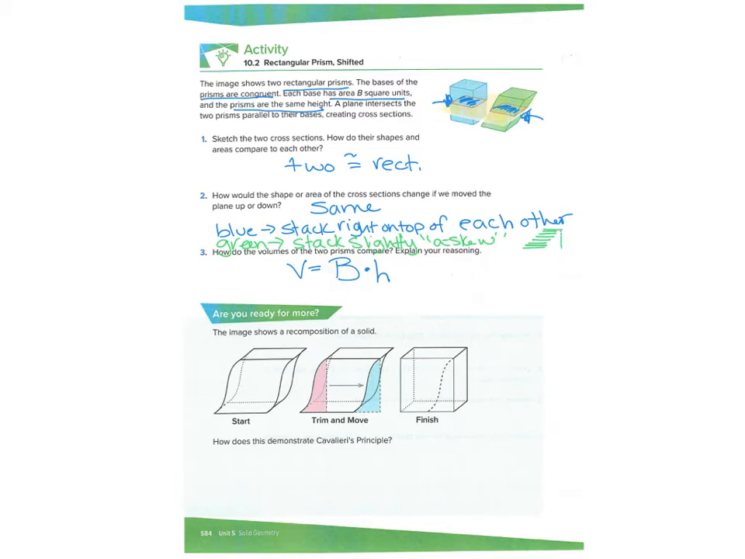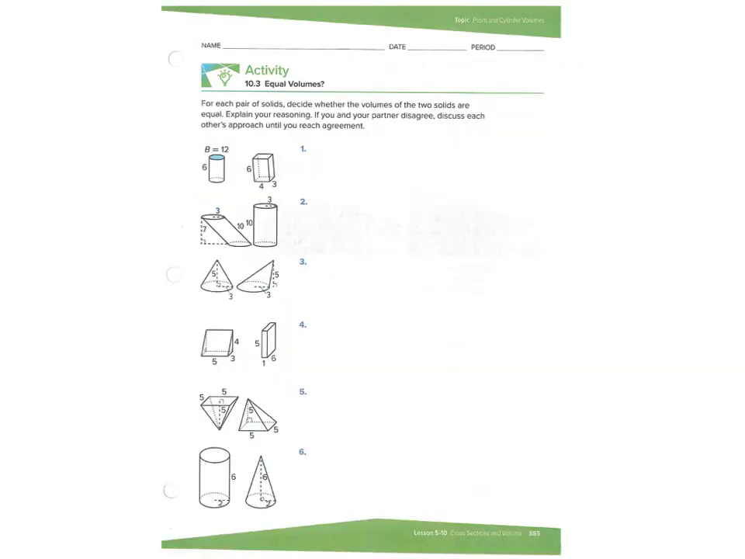The height of this stack, if I have the same number of rectangles, is exactly the same as stacking that exact same rectangle perfectly on top of each other, and I get the exact same height of my stack of rectangles. So that means that my three-dimensional rectangular prisms would have the exact same volume: exact same base area, exact same height, exact same volume.